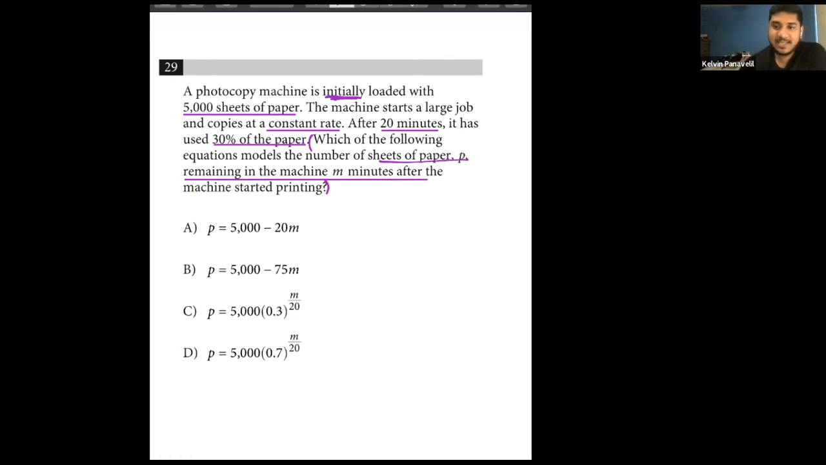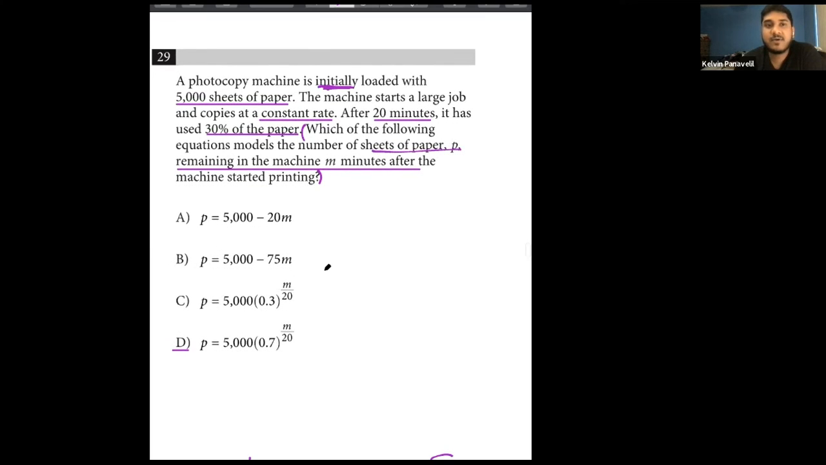All right, so we got mostly D's, a couple B's, and A's. So let's go ahead and walk through this, right? It says that the photocopy machine is initially loaded with 5,000 sheets of paper, right? So we know that initially can either be the starting value in a linear equation or the initial value in an exponential. That doesn't really help us, right? But we know that we're starting with 5,000, right?